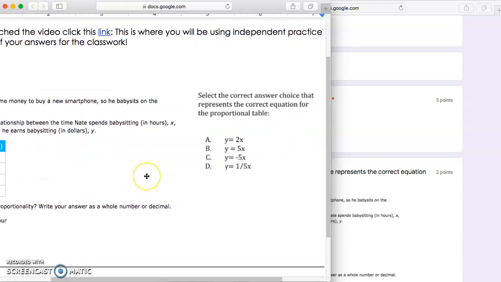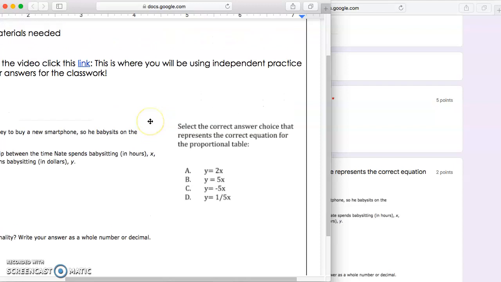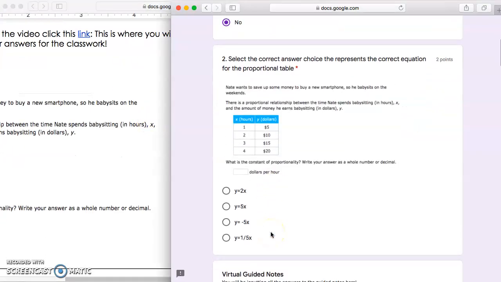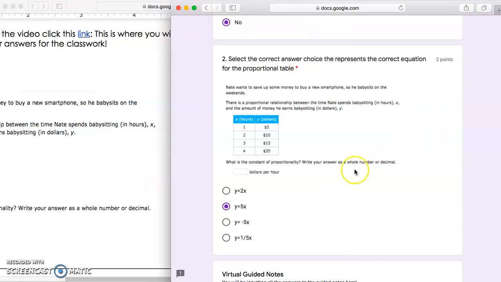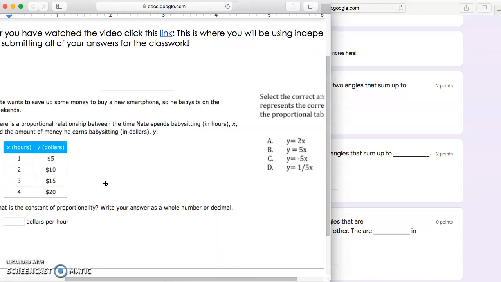And then I'm going to scroll to the side, and it asks me what's the correct equation that represents this table. So this document is meant for you to look at the question, and here it's meant for you to actually answer it. I'm going to put the answer y equals 5x. Okay, now we're done with the do now. We're going to move on to the virtual guided notes.